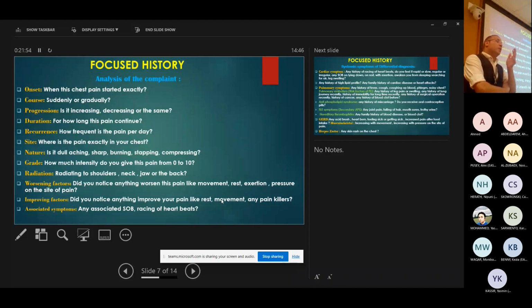Radiation: does it radiate anywhere else, like your jaw, your neck, your back? This will narrow your differential diagnosis range. Intensity of the pain: how much do you give this pain from 0 to 10? Then associated symptoms like shortness of breath, cough, coughing up blood, phlegm, fever. Like that, I finish analysis of the complaint.